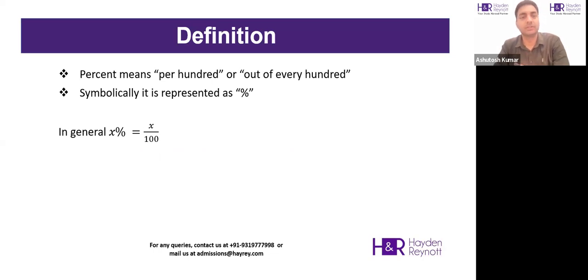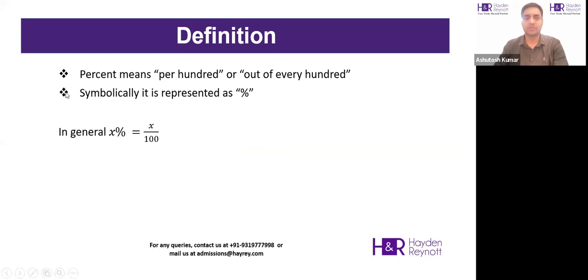Firstly, the definition. Percent means per 100 or out of every 100. It is represented by the percentage sign. In general, when I say X percent, it means X over 100. If someone says 5%, it means 5 over 100. If someone says 8%, it means 8 out of 100, right? So this is the basic concept of the percentage. Percent means out of 100, correct?